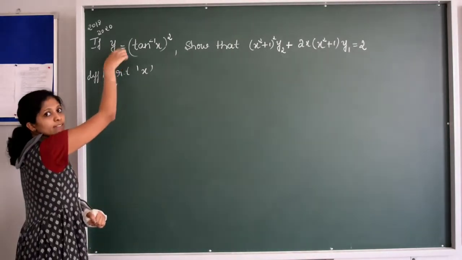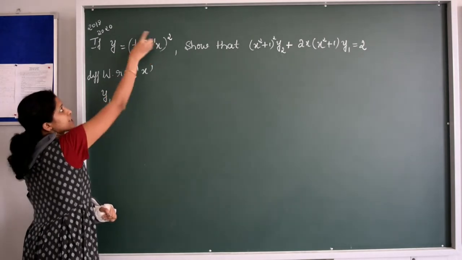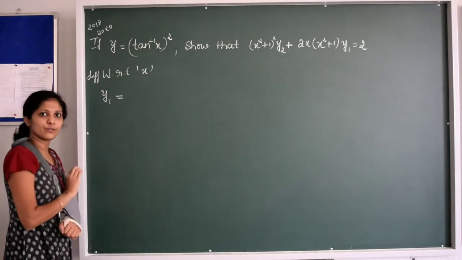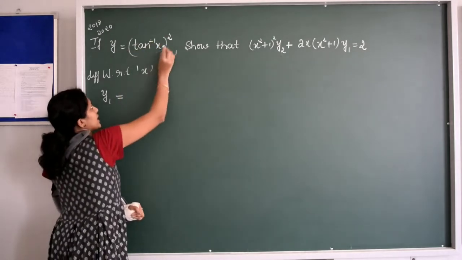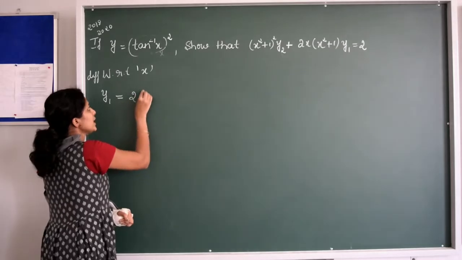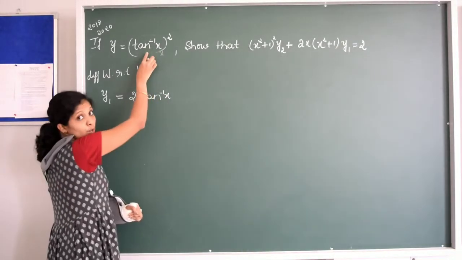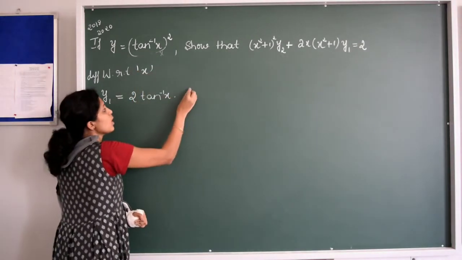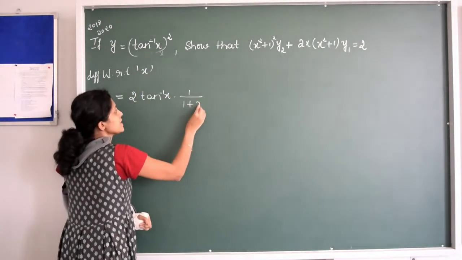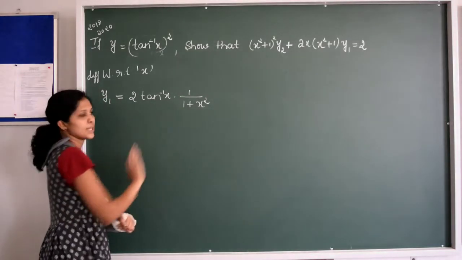So the derivative of y with respect to x, y1, is equal to, it's of the form x square, right? Derivative of x square, we can consider, will be 2x. So this is now 2 into x is tan inverse x. Now this is done. Now we have to differentiate tan inverse x. That is now 1 divided by 1 plus x square. Is it clear? Derivative of tan inverse x will be 1 by 1 plus x square.